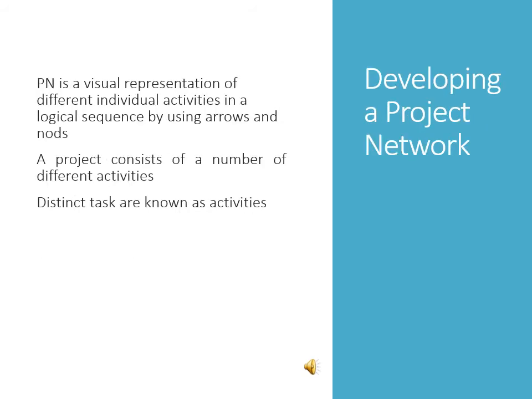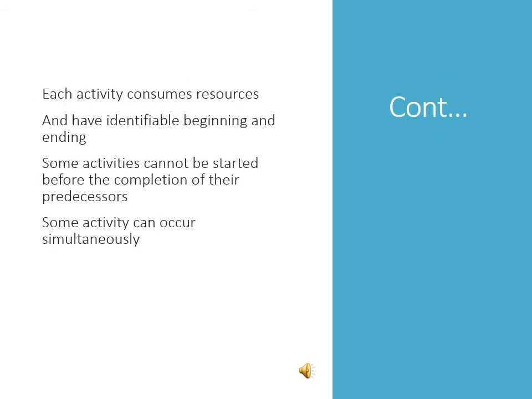Developing a project network: a project network is a visual representation of different individual activities in a logical sequence using arrows and nodes. A project consists of a number of different activities. The distinct tasks are known as activities. You will see that each activity consumes resources and has an identifiable beginning and ending. Some activities cannot be started before the completion of their predecessors, while some activities can occur simultaneously.